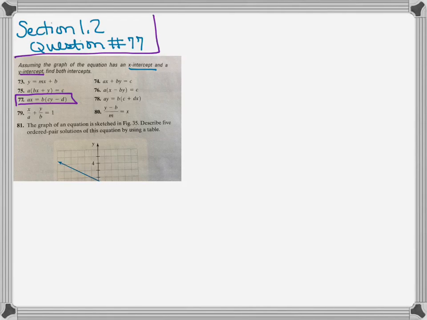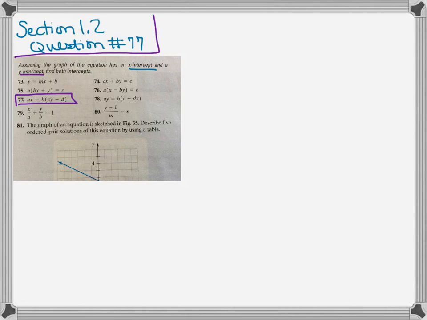This is question number 77 from section 1.2. It is asking us to find the x and y-intercepts of the function given, but to make it a little more complicated, instead of numerical values, we have a, b, c, and d. Our variables are still x and y. We are going to proceed the same way we would if a, b, c, and d were actual numbers.